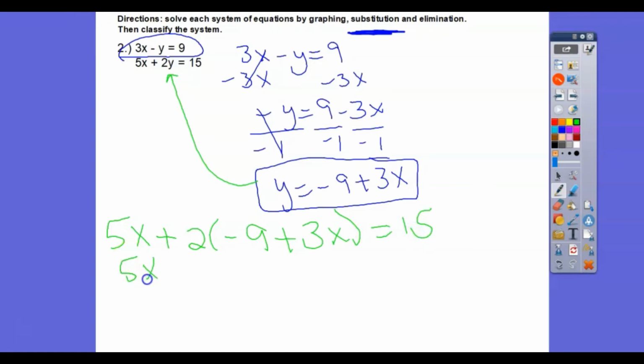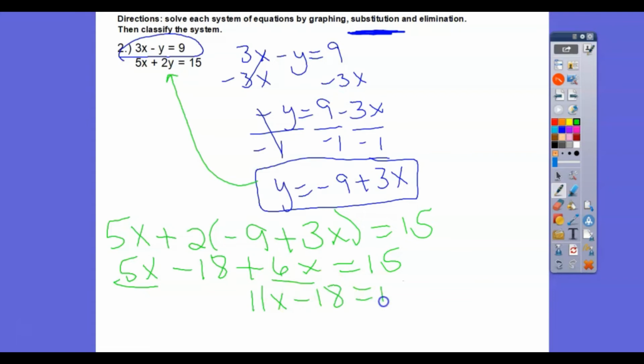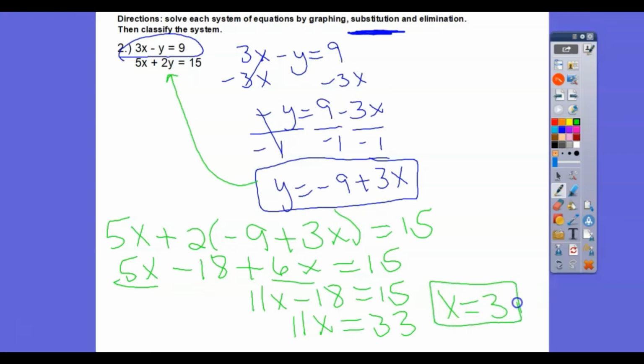So I distribute: 5x minus 18 plus 6x is equal to 15. So I have to combine like terms. 5x and 6x right here give me 11x minus 18 equals 15. If I add 18 to both sides, 11x equals 33. Remember to divide by the number next to the variable, which in this case is 11. So that gives me that x is equal to 3. Okay, 33 divided by 11, x equals 3.